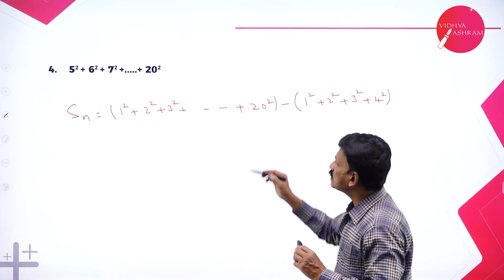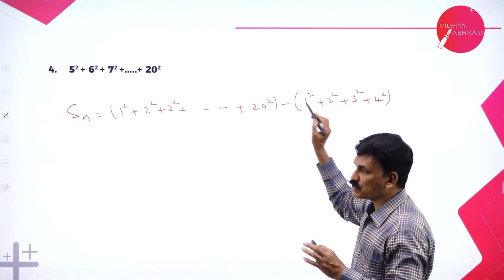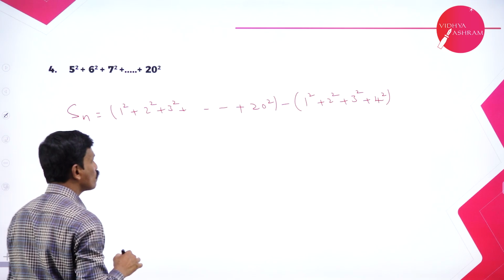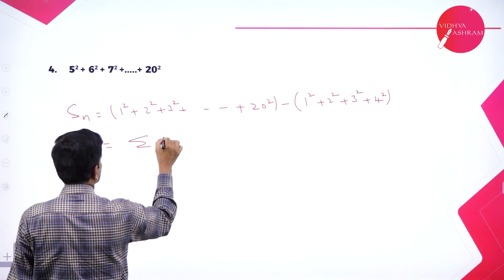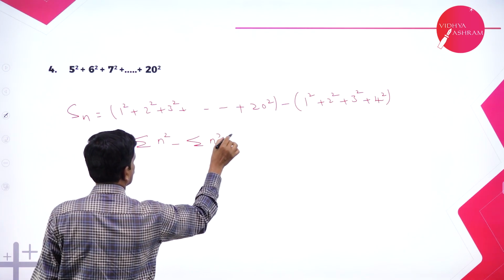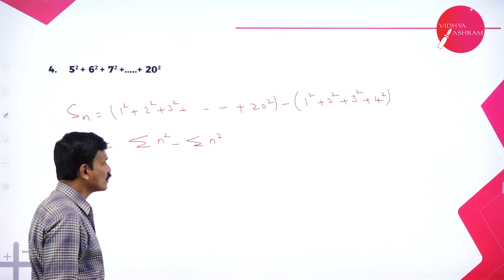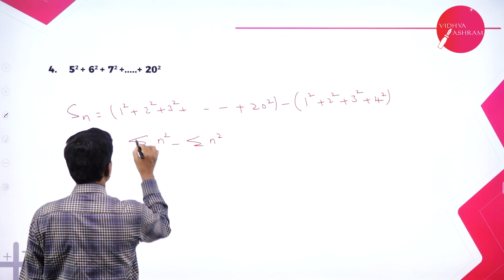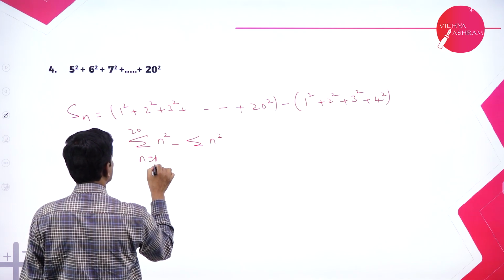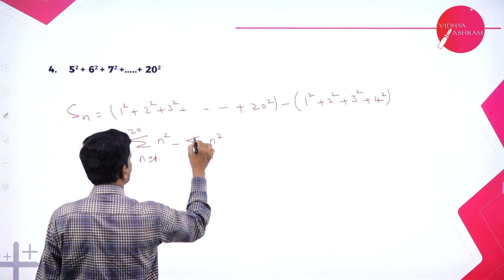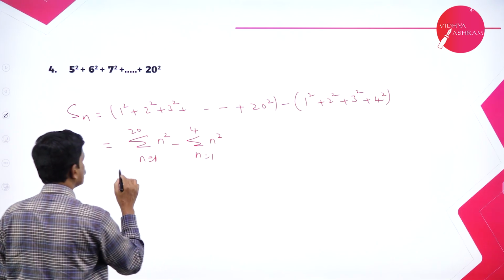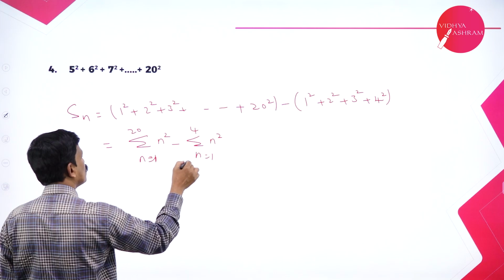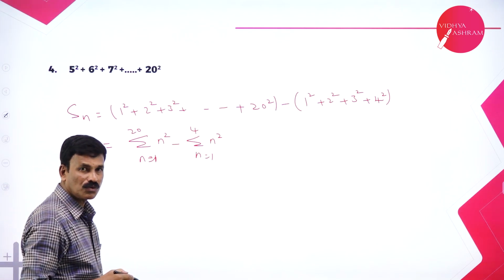So, what you will get? You will get 5, 6, 7, up to 20 square. Now, what is this equal to? Therefore, Sn is equal to sigma n square minus sigma n square. What are the limits? Here, sigma n square means n is equal to 1 to 20, and here n is equal to 1 to 4. That is it. So, sigma n square where n is equal to 1 to 20, minus sigma n square where n is equal to 1 to 4.